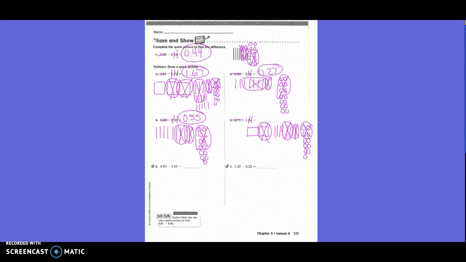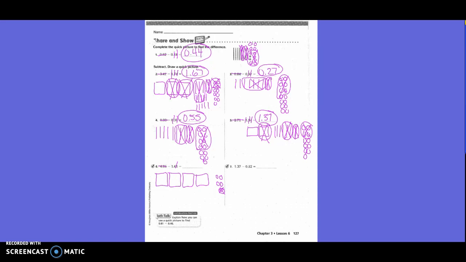Now what am I left with? Oh, we took care of that. So 1 flat, how many longs? 3 longs and 7 small cubes, right? So we drew our 4 and 5 hundredths. Then we need to take away 1 and 61 hundredths. Can we go ahead and take away 100? Yes, so we're going to circle this and cross it off, and we did that part.